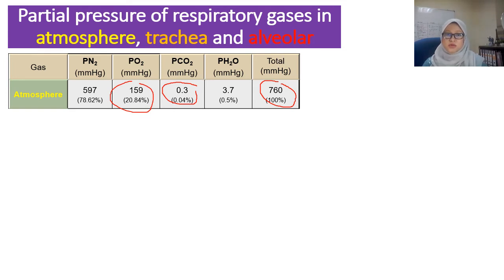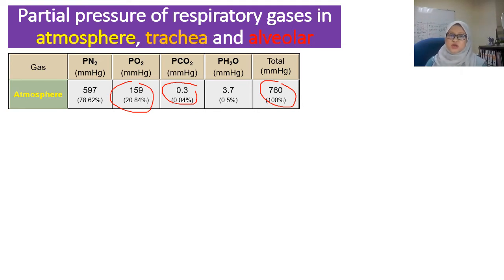But across textbooks, you may find that this number may be slightly different. For example, there are textbooks that use partial pressure of oxygen as 160 mmHg. But that's okay because it is only slightly different. It depends on which textbooks you use.